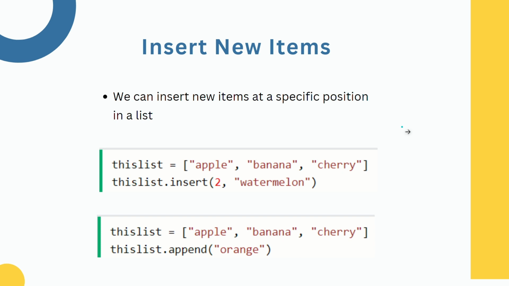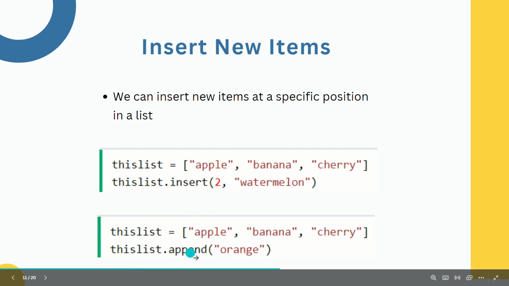So moving on, how do we insert new items? To insert new items in the list at a specific position, you can use the insert function. When you're using the insert function, naturally it requires a minimum of 2 parameters because you are inserting at a specific position, so you'll have to pass that position. In this case we are passing 2, and the item which you want to insert, in this case watermelon. So watermelon will be inserted at index 2, which will be right after banana. So apple, banana, and then watermelon and cherry. That is how this list will be shown.